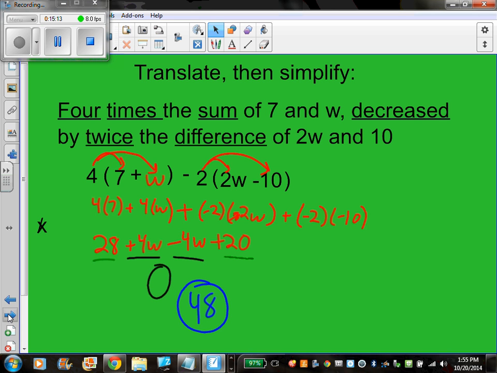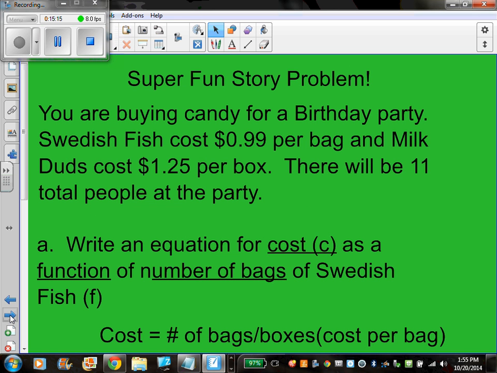All right, last question. You are buying candy for a birthday party. Swedish Fish cost 99 cents per bag, and Milk Duds cost $1.25 per box. There will be 11 total people at the party. Write an equation for cost C as a function of number of bags of Swedish Fish.